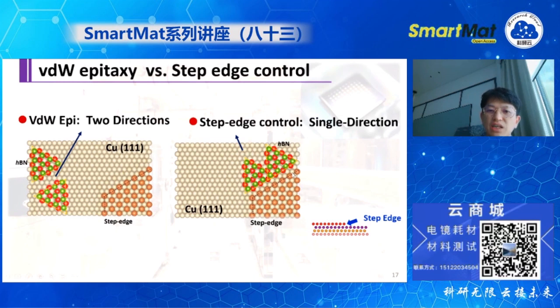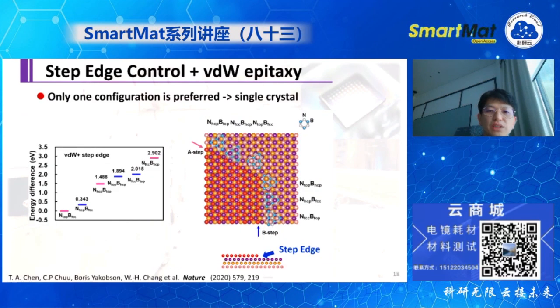However, if you consider the presence of the step edges, the step edge serves as a docking site. Then the hexagonal boron nitride seeds prefer to attach to the step edge first, and then only one configuration has the lowest energy. We did our simulations, and the simulation came out with very consistent results. Only one configuration has the lowest energy.